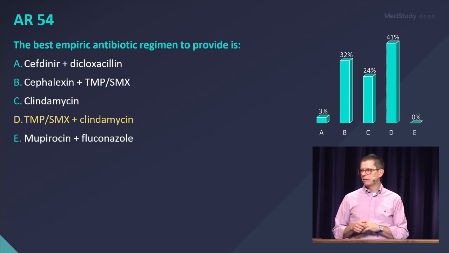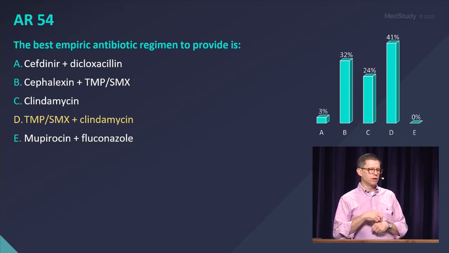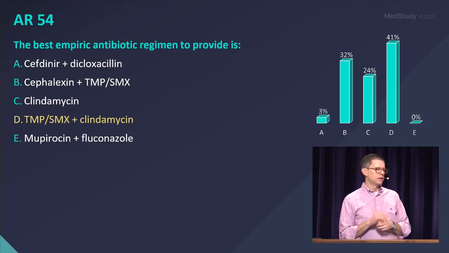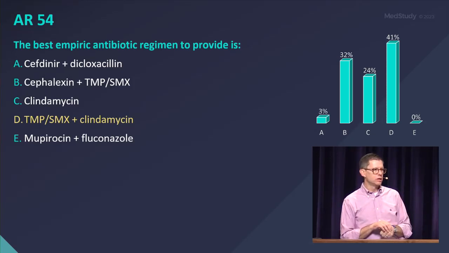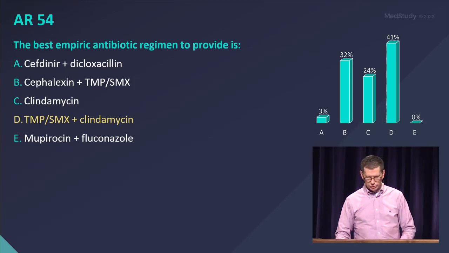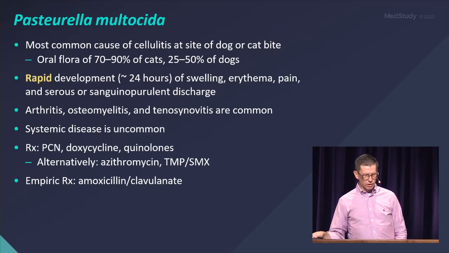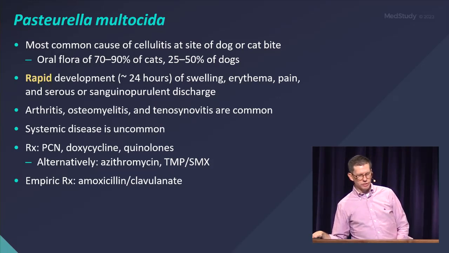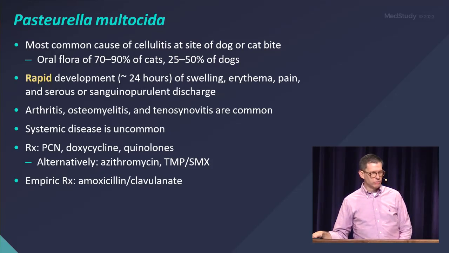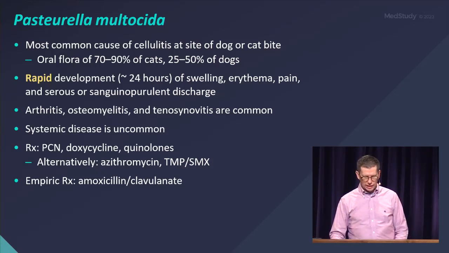Sometimes the reason we do amoxiclav is because with the cat bites, they tend to puncture a lot deeper than, say, dog bites. And so we worry a lot about Pasteurella. And so we'll do amoxiclav for polymicrobial concern. But again, if they're allergic, we do TMP-SMX and Clinda. So Pasteurella is more commonly in the mouths of cats, and you have quick development of swelling, erythema, and pain, and you can evolve into more invasive problems such as osteomyelitis. And again, empiric therapy is usually amoxiclav.